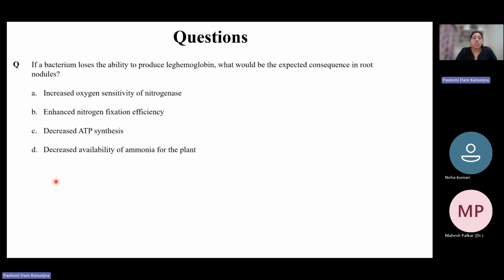Fantastic. Next one. Listen, look into it carefully and then try to answer. If a bacterium loses the ability to produce leghemoglobin, which is important for nitrogen fixation, what would be the expected consequence in root nodules? This too is very simple. It says A. Any other statement?